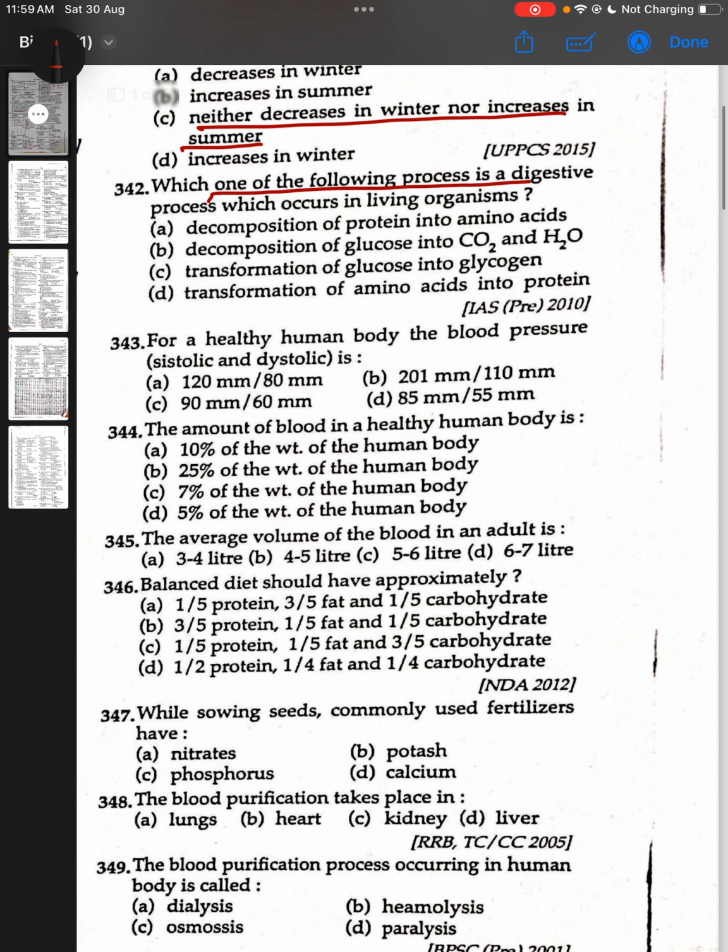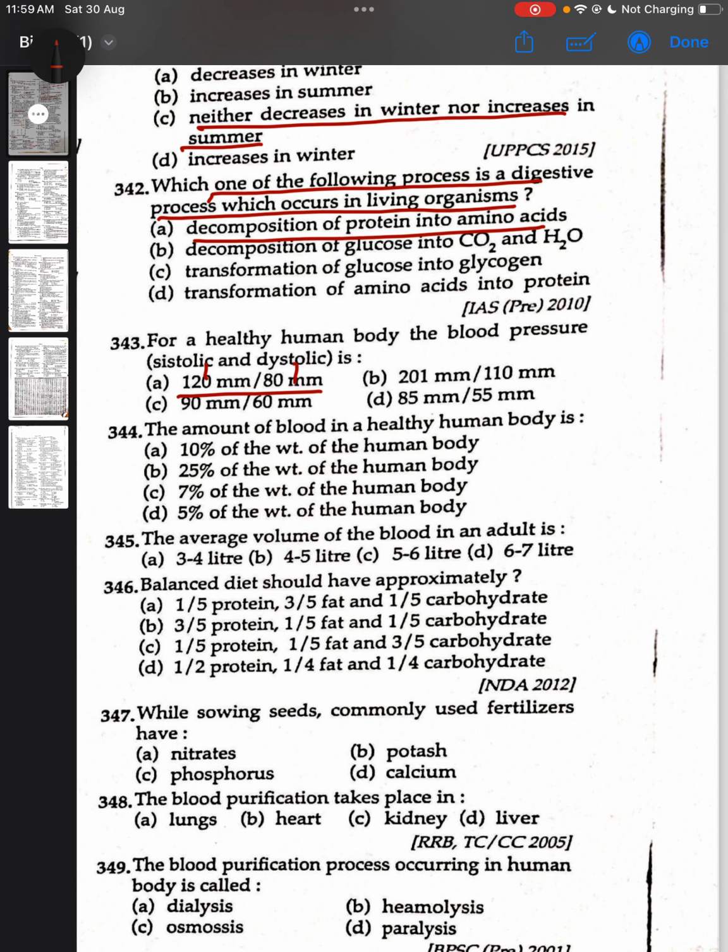Which one of the following process is a digestive process which occur in living organism? The correct answer is decomposition of protein into amino acid. For a healthy human body, the blood pressure, systolic and diastolic, is 120 mm by 80 mm. 120 mm is systolic pressure and 80 mm is diastolic pressure. Systolic pressure represents the pressure when the heart beats, and diastolic pressure represents the pressure when the heart rests between the beats.